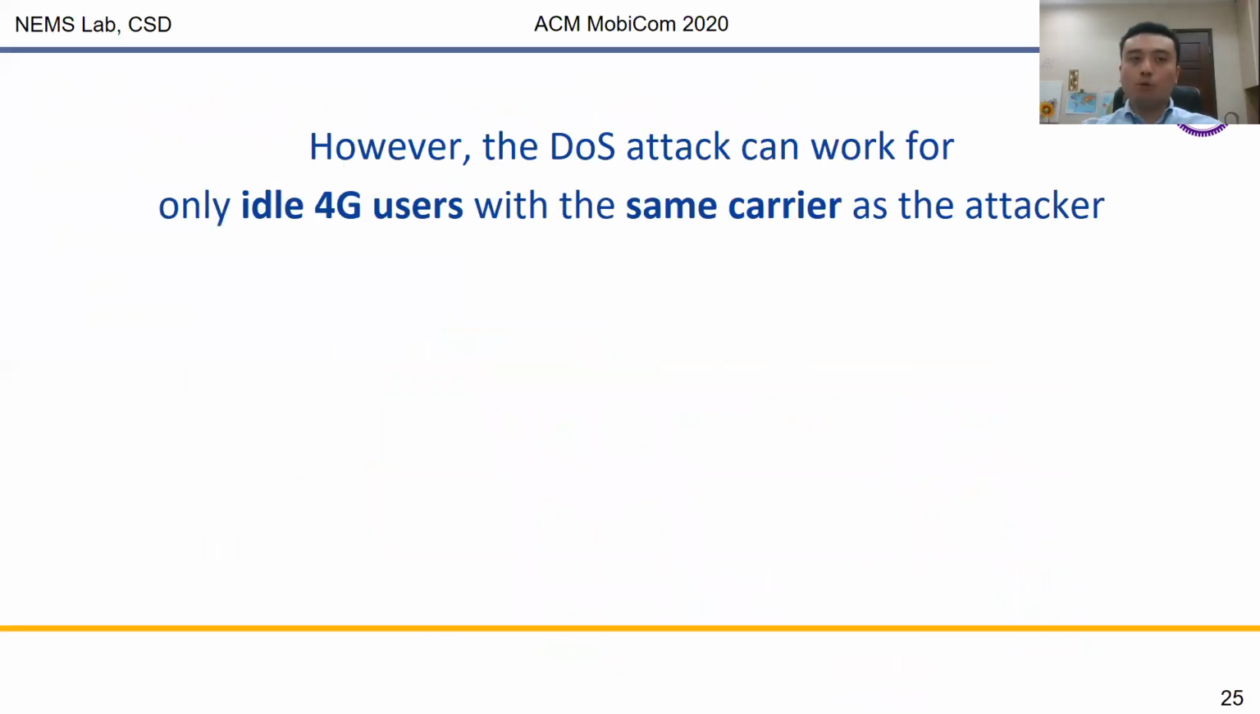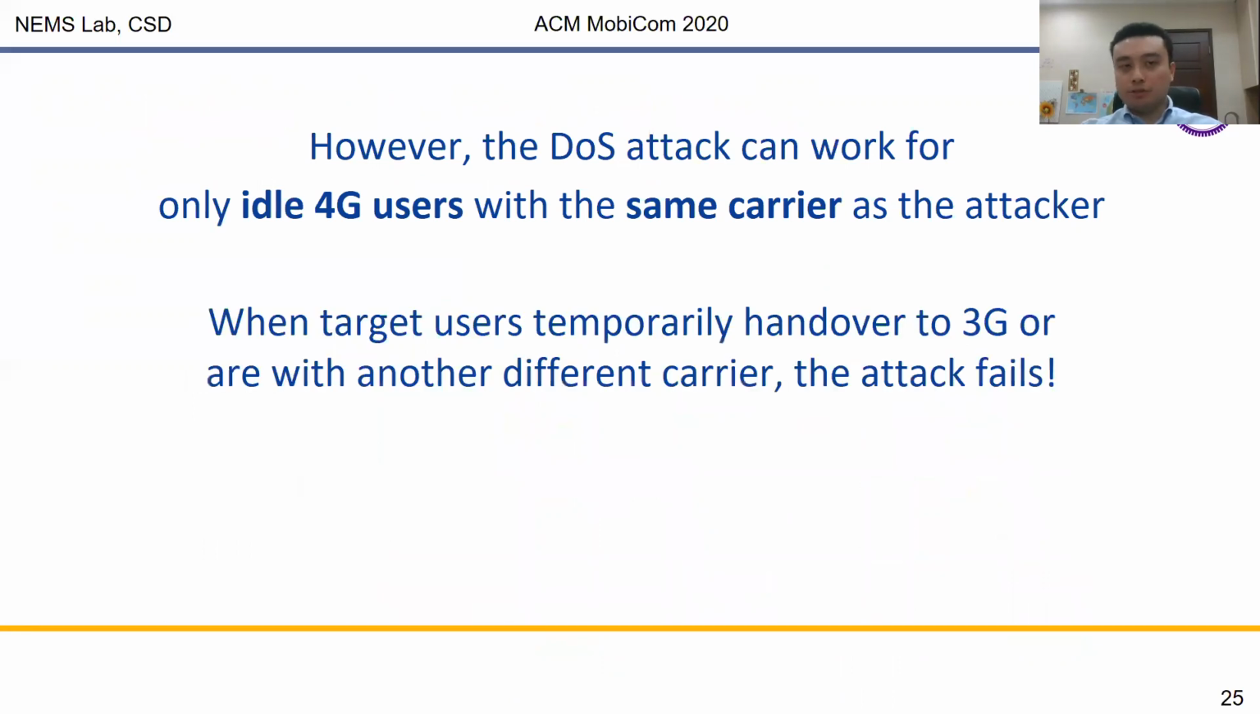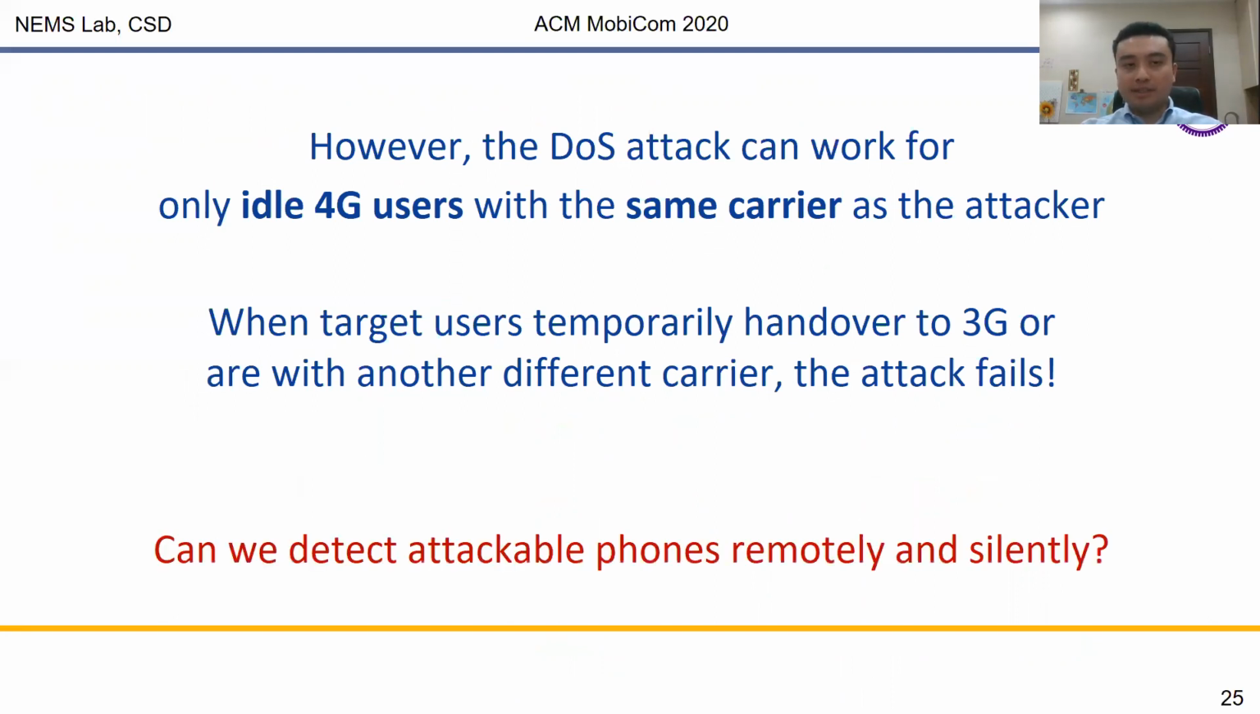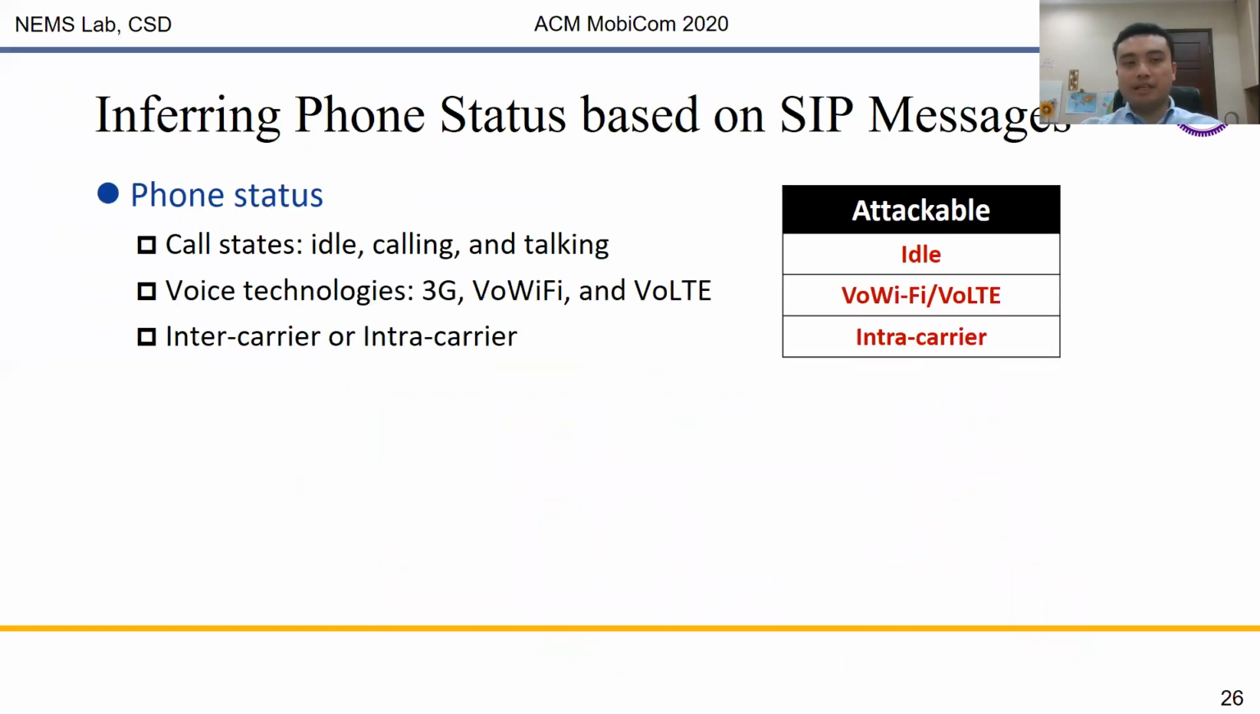However, the DoS attack can work for only idle 4G users with the same carrier as the attacker. When target users temporarily hand over to 3G or are with a different carrier, the attack fails. The next question is, can we detect attackable phones remotely and silently? The answer is yes. We can infer remote phone status based on initial SIP messages. The phone status includes call state: idle, calling, and talking; voice technologies: 3G, via Wi-Fi, and VoLTE; and inter-carrier or intra-carrier. The attackable phones have to be idle with VoLTE or via Wi-Fi in the same carrier as the attacker.